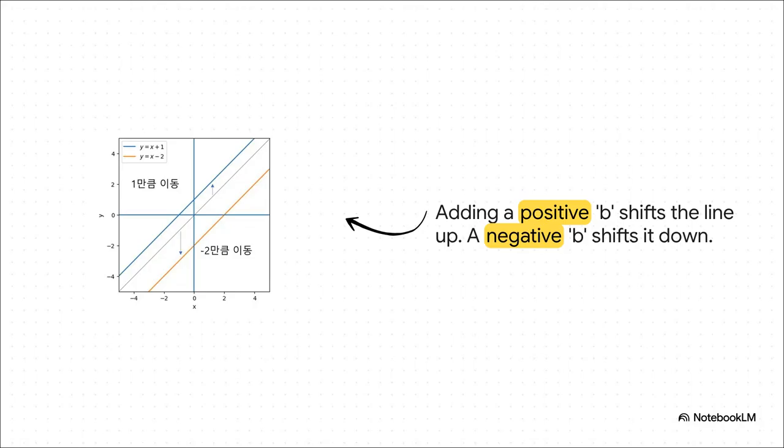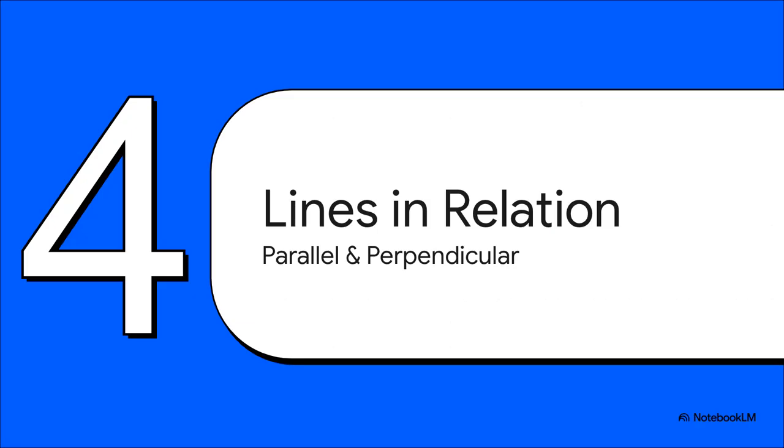And you can see it right here. We take our basic y equals x line, add a +1, and boom, the whole thing just slides up one spot. It now crosses the y-axis at 1. Change it to y equals x minus 2, and it drops down 2 spots, crossing at negative 2. So that b value is just telling the line where to start, vertically. Okay, so now we know how to build any line we want. So what's next? Let's see how lines relate to each other.